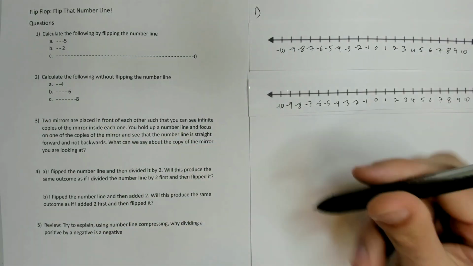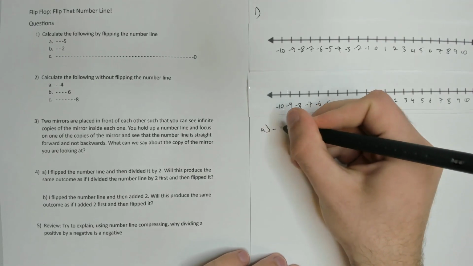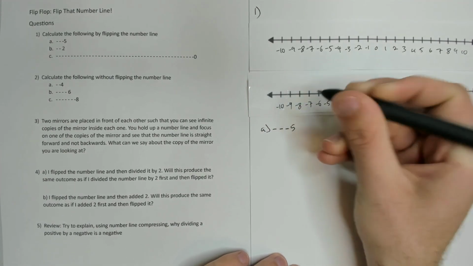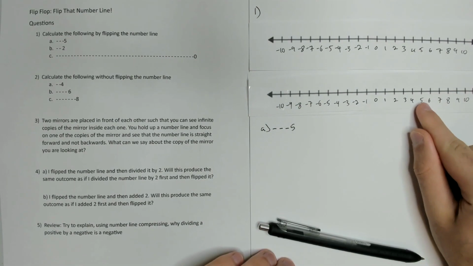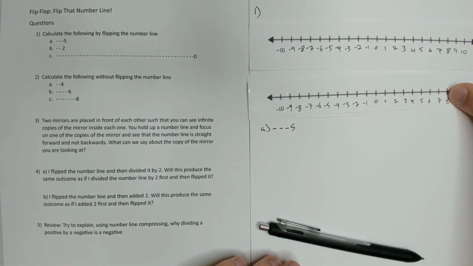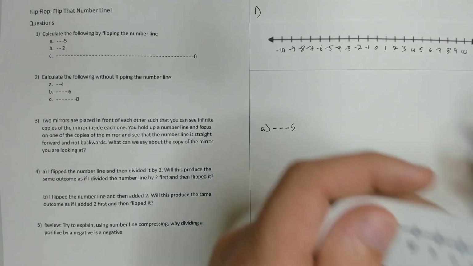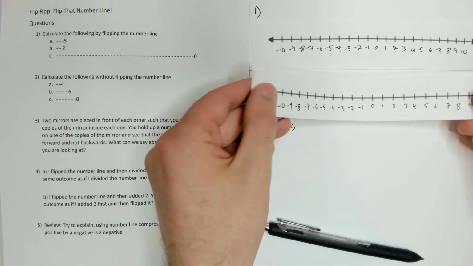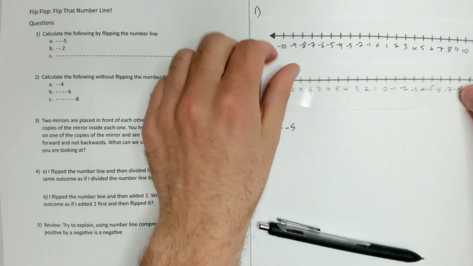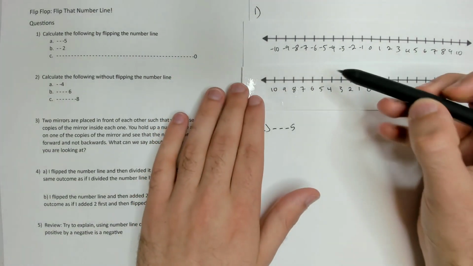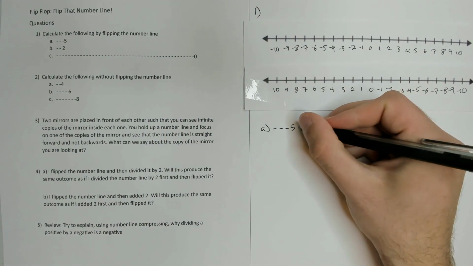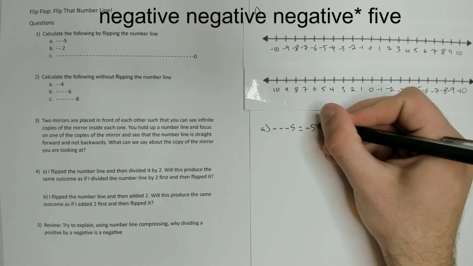So part A, we have negative, negative, negative 5. So we have 5 here, and we're applying 3 negatives to it, so we're going to be flipping the number line 3 times. 1, 2, 3. And we see that 5 lines up with negative 5. So negative, negative, negative 5 has to be negative 5.